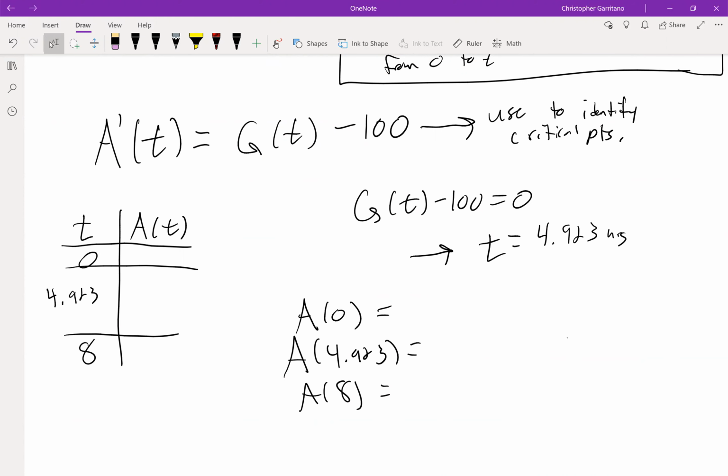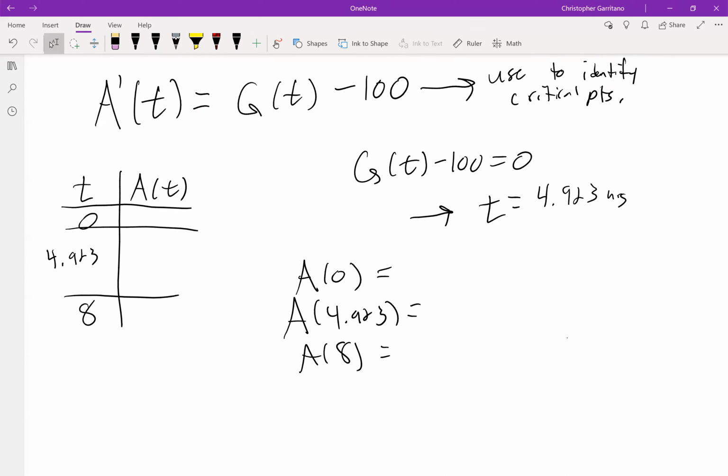Just to be very clear, here's what I'll be typing into my calculator to calculate A of 4.923, let's say. So I'm going to start at my 500. I'm going to add to it the integral of the rate in from 0 to 4.923. And I'm going to subtract the integral from 0 to 4.923 of the rate out.